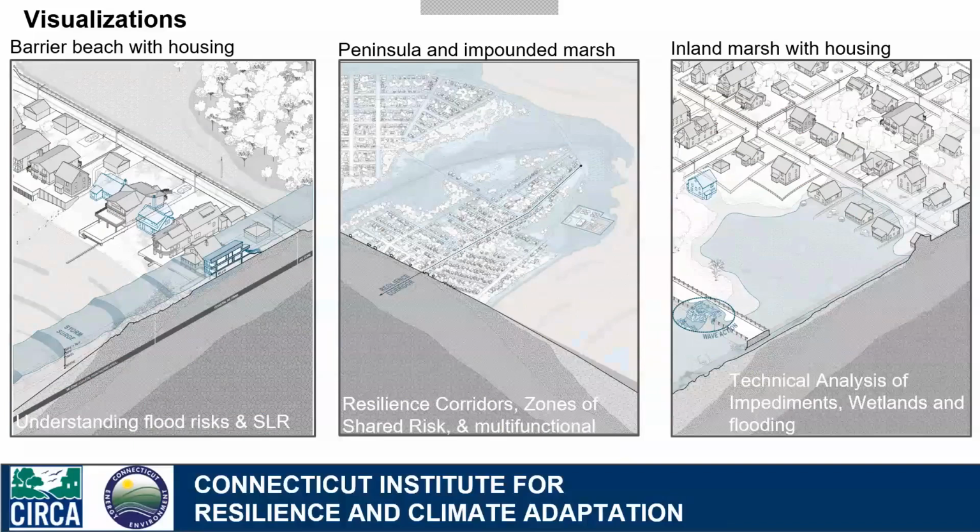We looked in the middle at a peninsula, a land peninsula with an impounded marsh and critical facility to think about the idea of resilience corridors, zones of shared risk, and multifunctional benefits. And on the right, we developed an inland marsh area that is surrounded by housing to look at issues around the protocols behind technical analyses to understand the impact of constrictions or impediments, and wetland capacity for flooding and the impact that these areas have on adjacent housing.